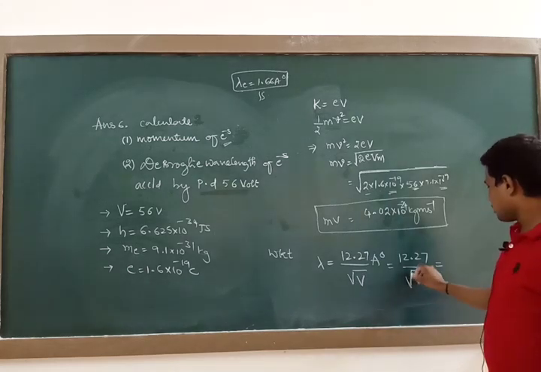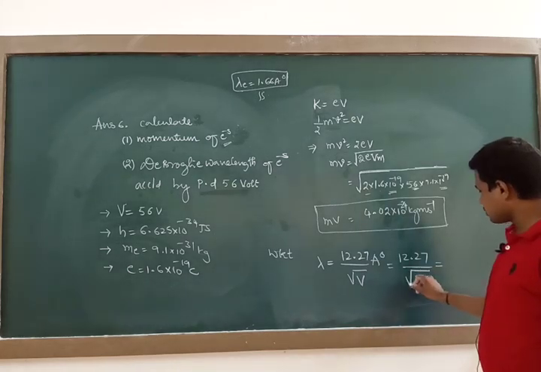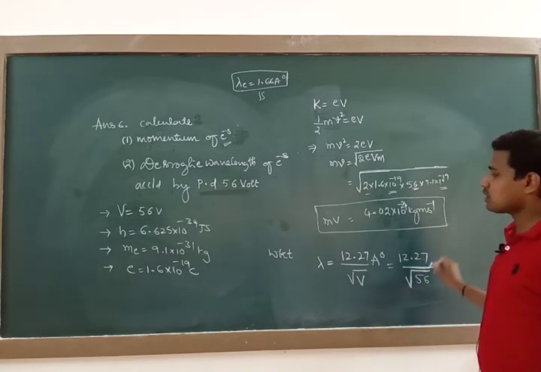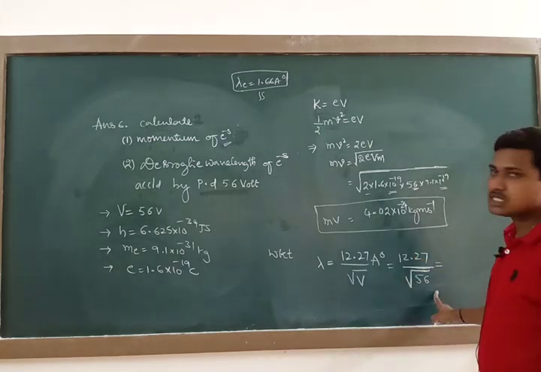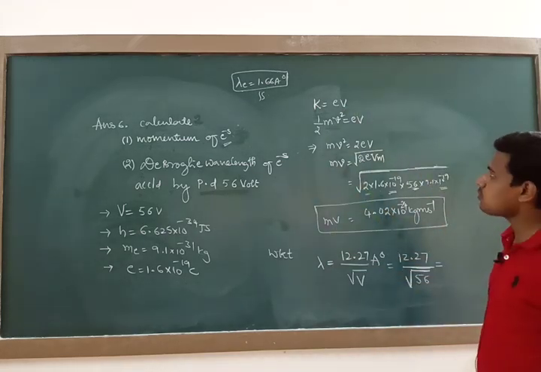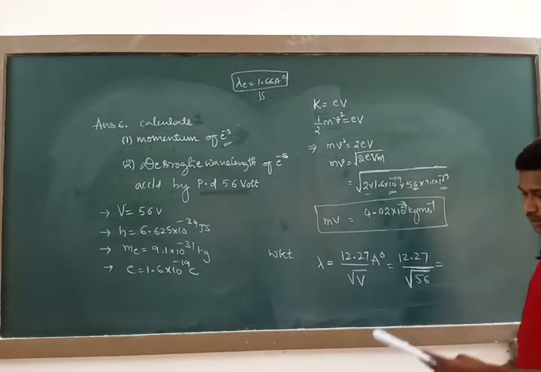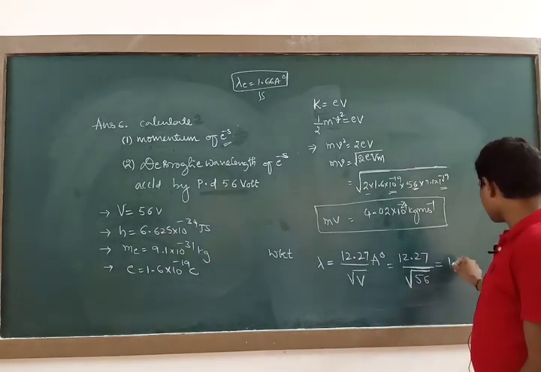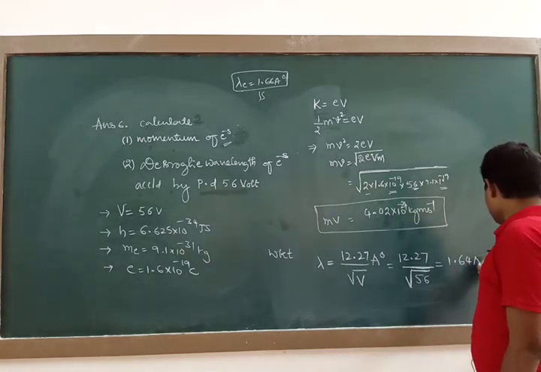So what is that? 56 volt means high energy. Yes or no? High energetic particles. For higher energetic particles, wavelength becomes short. Here 54 means 1.66. For 56 what? It should be less than 1.66. So therefore answer is 1.64 angstrom. Is it correct or no?